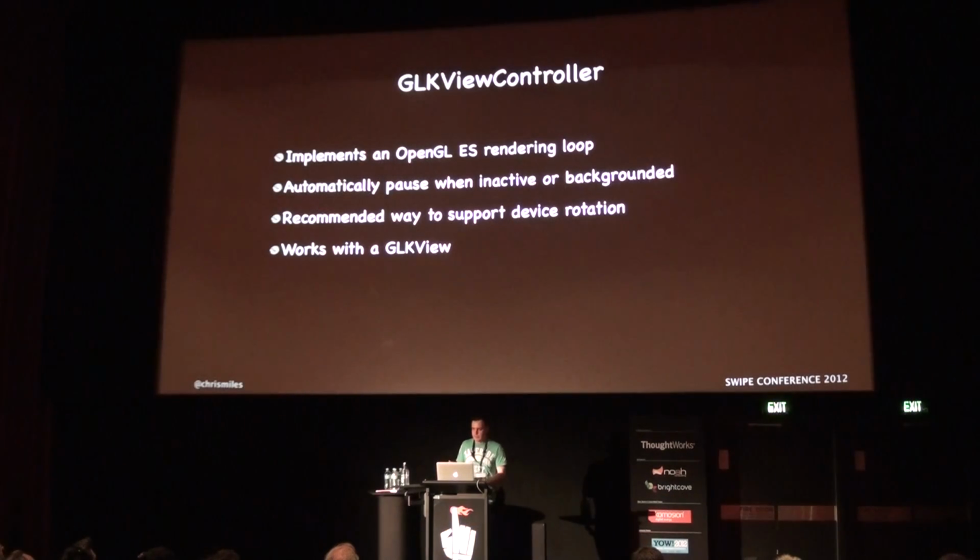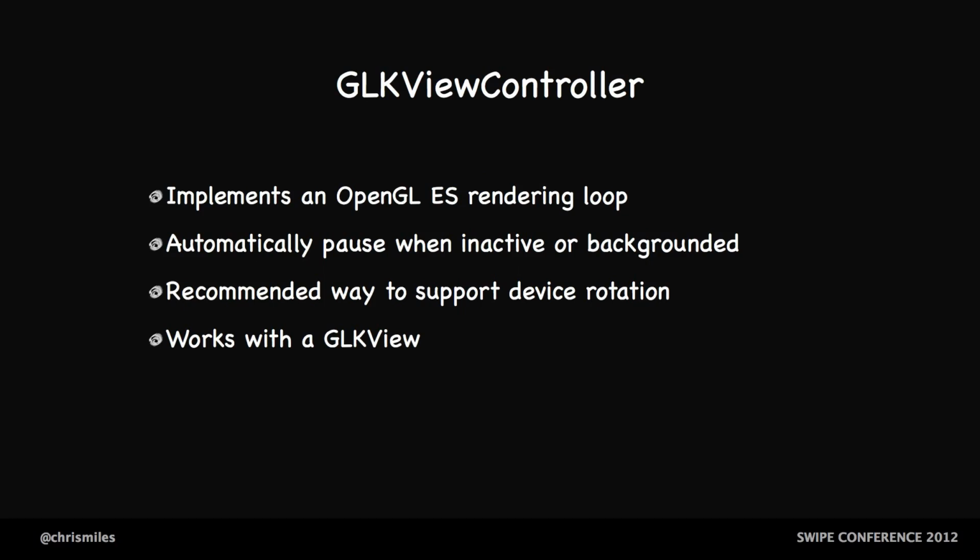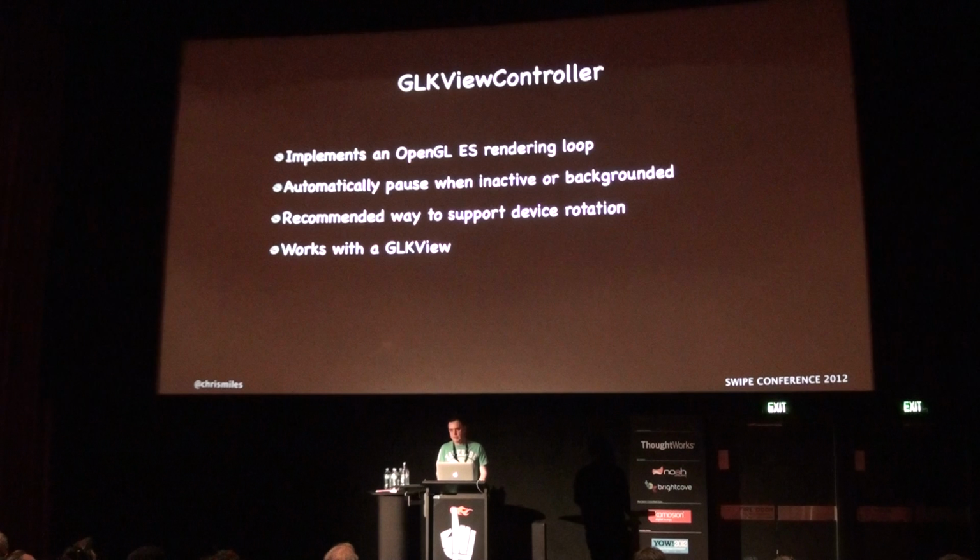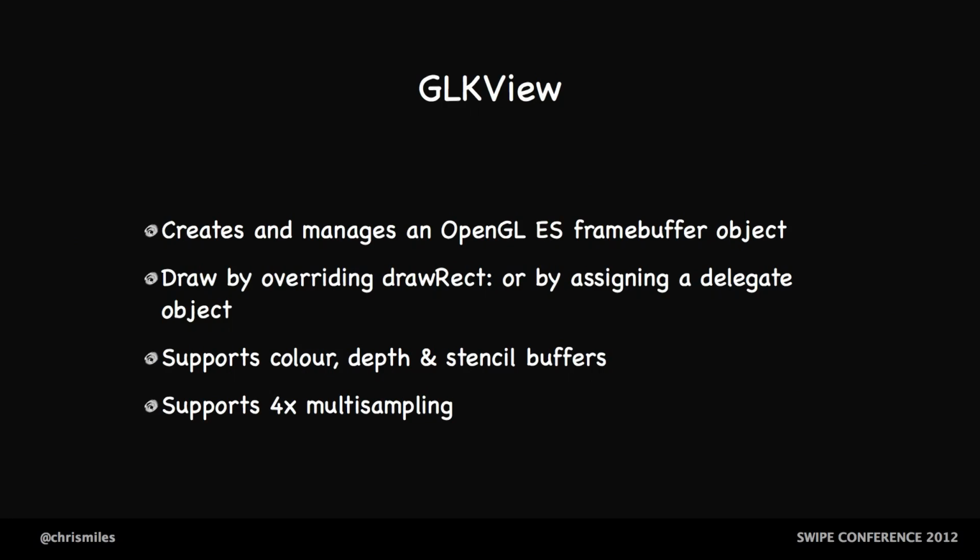So let's revise a couple of things we've looked at, and then we'll have a look at what that looks like. The GLKViewController implements the OpenGL ES rendering loop for us, and it automatically pauses the rendering loop when the application's inactive or backgrounded. It's the recommended way to support device rotation. The old recommendation for, say, pre-iOS 4.2 was to not do view controller auto rotation because that was not very performant. But these days, Apple have sorted all that out, and it is recommended to use the view controller for auto rotation of your GL views, and it works hand in hand with a GLKView.